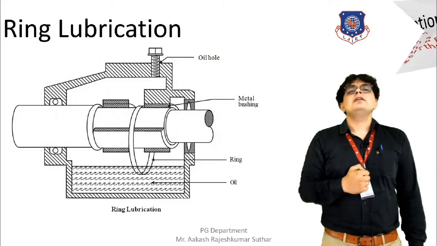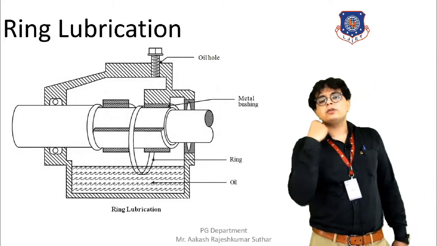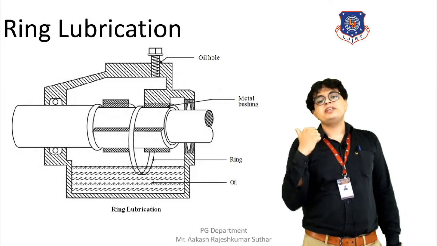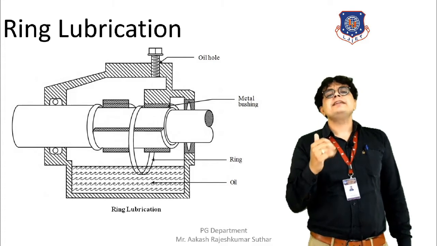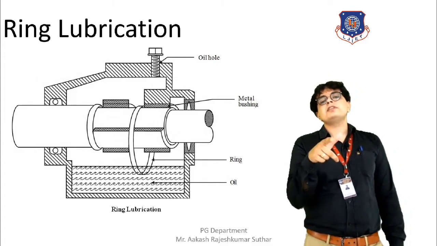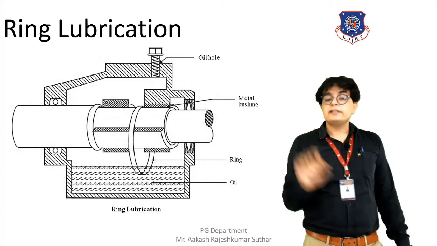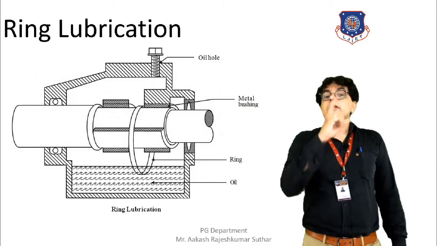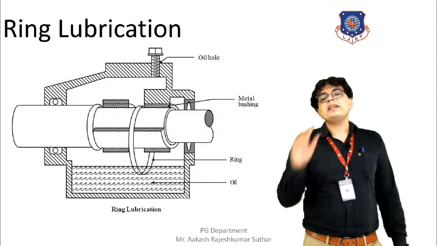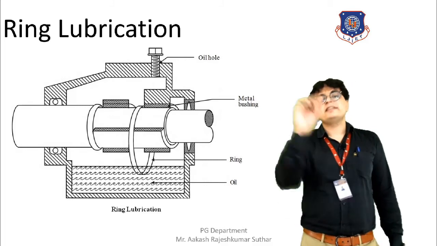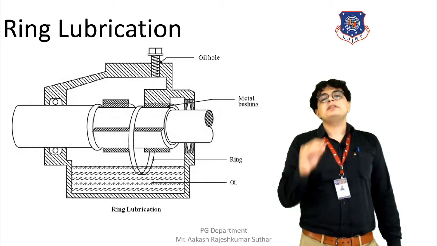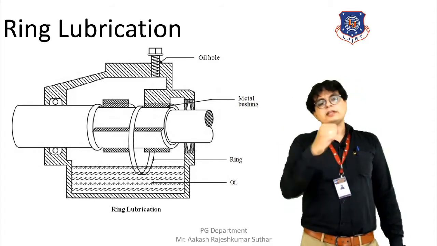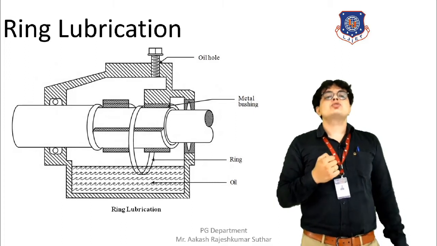Let's have a figure of the ring lubrication. We have a horizontal shaft over which there is a ring, which is quite immersed in the oil reservoir. Because of the rotation of the shaft, the ring will also rotate, and as a result gravitational force will act, and at the same time the centrifugal force will also act. By this, the lubrication will be transferred to the required destination. It will enter into the bearing, and ultimately the bearing will be lubricated. So this is how the ring lubrication works.